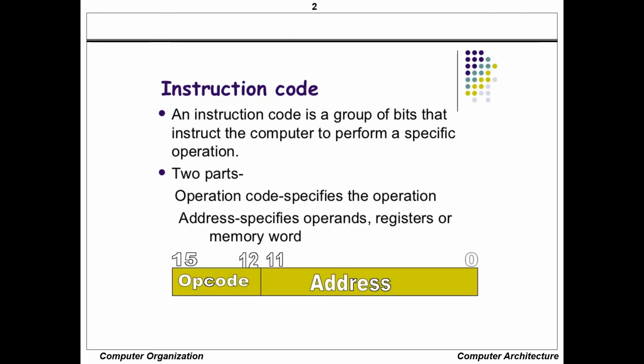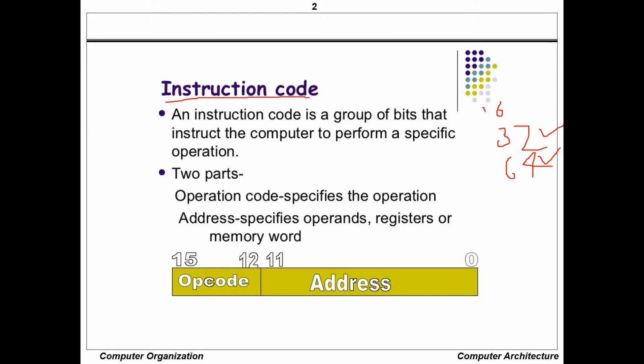And what is an instruction code? This is most important. An instruction code is a group of bits that instruct the computer to perform a specific operation. So it's a group of bits. For example, we have 16 bits, 32 bits, 64 bits. If you see in operating systems, you may see like my operating system is 32 bit, my operating system is 64 bit, like that. So this group of bits always instructs the computer to perform a specific operation.